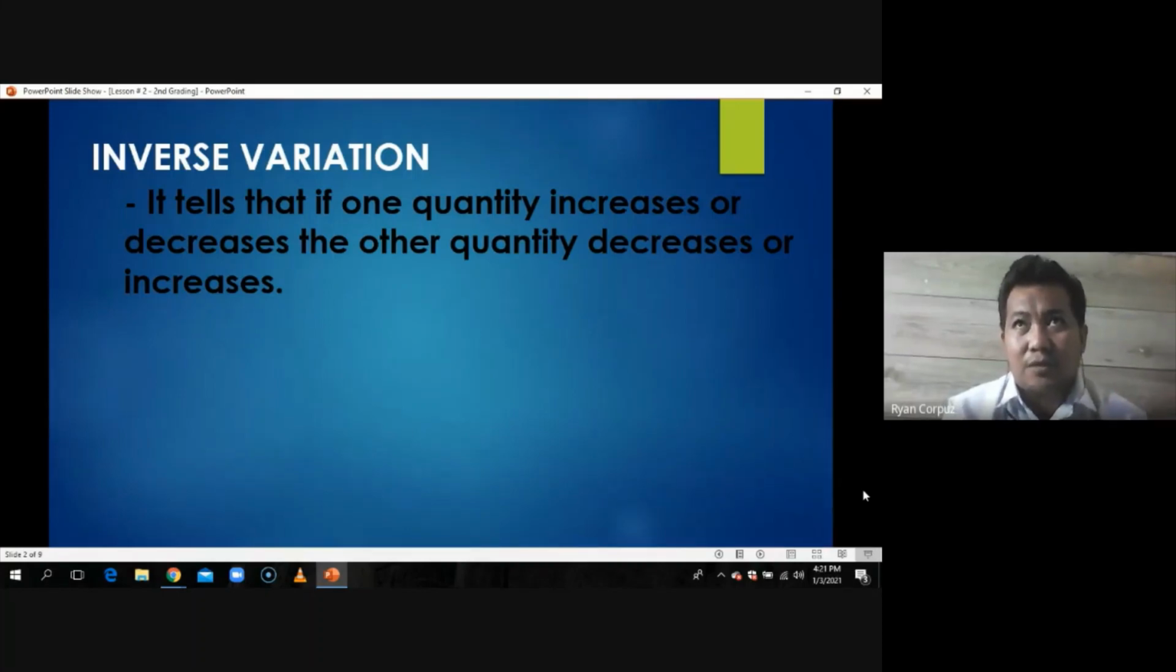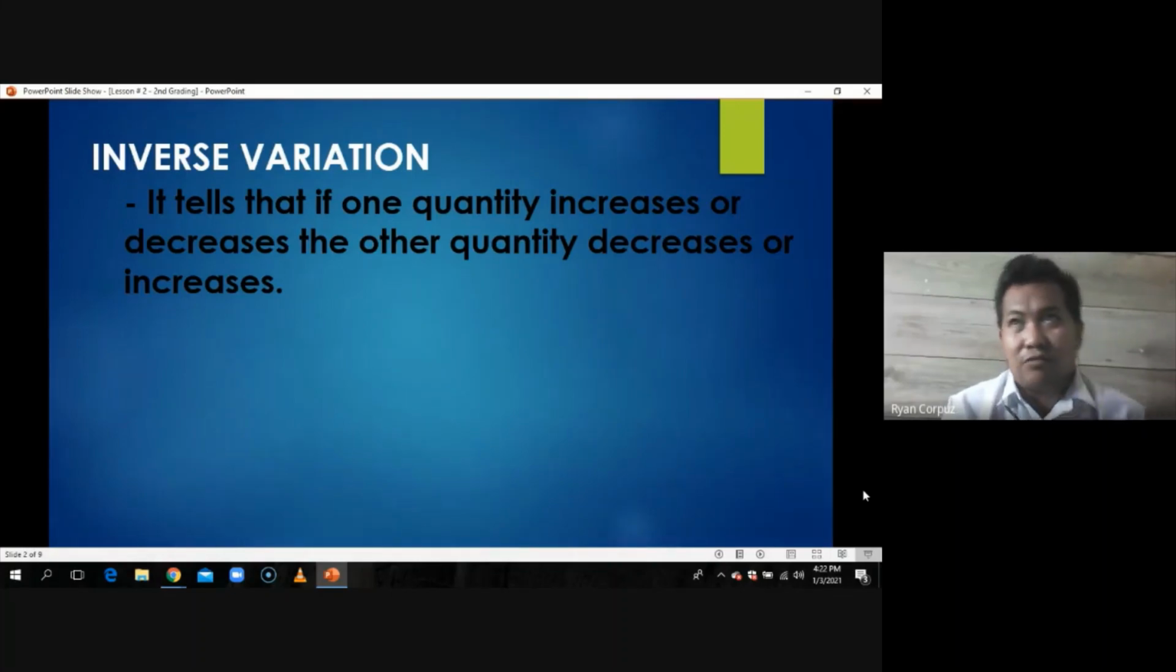Dito, the best application is the law of supply and demand, na binanggit natin dun sa direct variation. Kapag mataas yung supply, mababa yung presyo. Diba? Mataas na supply, mababang presyo. So, isang quantity mataas, isa mababa. Or pag mababa yung supply, mataas naman yung presyo. So, that's the best example of inverse variation.